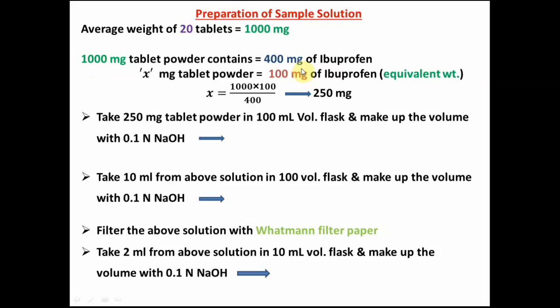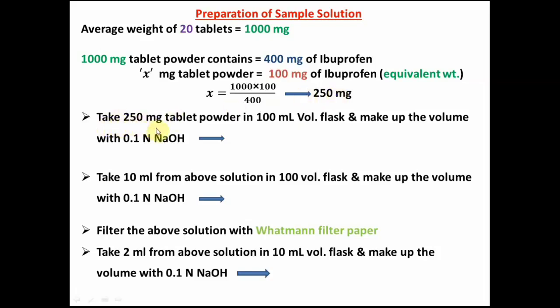So we have to take 100 mg. For 100 mg, we have to calculate the equivalent weight. In 1000 mg, there is 400 mg ibuprofen. So for 100 mg ibuprofen, how much powder do we have to take? For that, x is equal to, we do cross multiplication, that is 1000 into 100 upon 400. It will give 250 mg. So we have to take 250 mg. That is the equivalent weight.